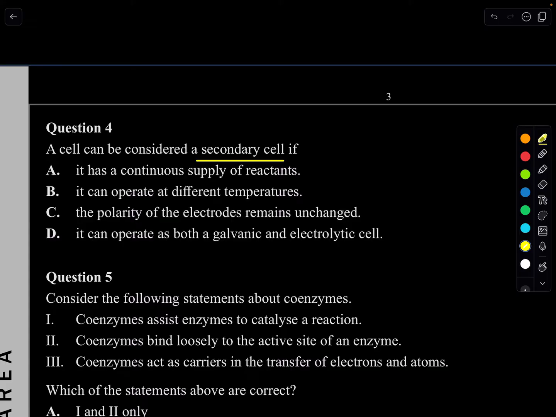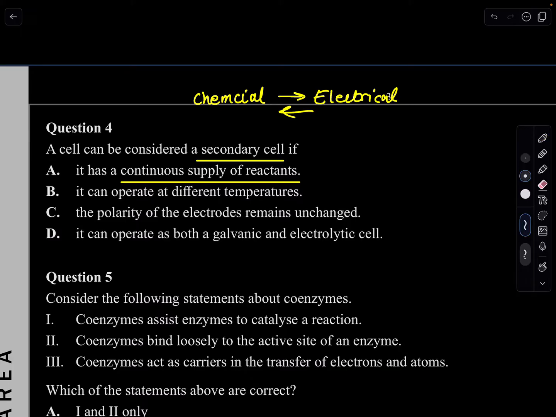So remember, what it can do is switch from changing chemical energy to electrical and vice versa. It can basically switch between them. That's what defines a secondary cell overall. So let's have a look at the question. A cell can be considered a secondary cell if it has a continuous supply of reactants. That's what an actual fuel cell is. Not true. Secondary cells don't require a continuous supply of reactants.